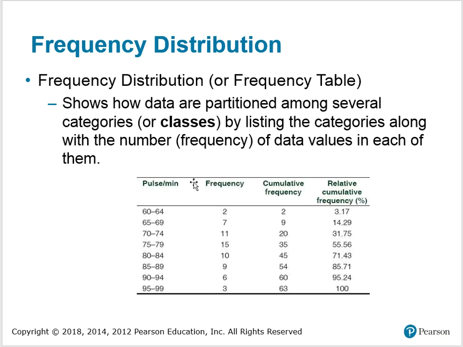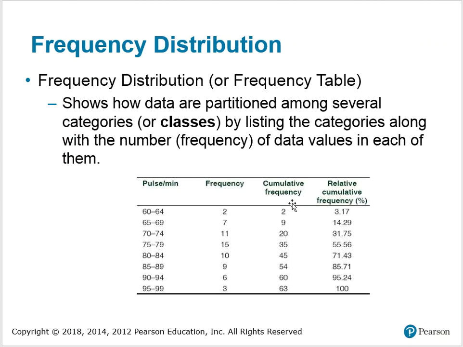Now, a frequency distribution totally could just be these two columns right here and be done. Or maybe they don't have the frequency and they have the cumulative frequency. Or they could just have the relative. That's the nice thing about a frequency distribution. You can choose some options.